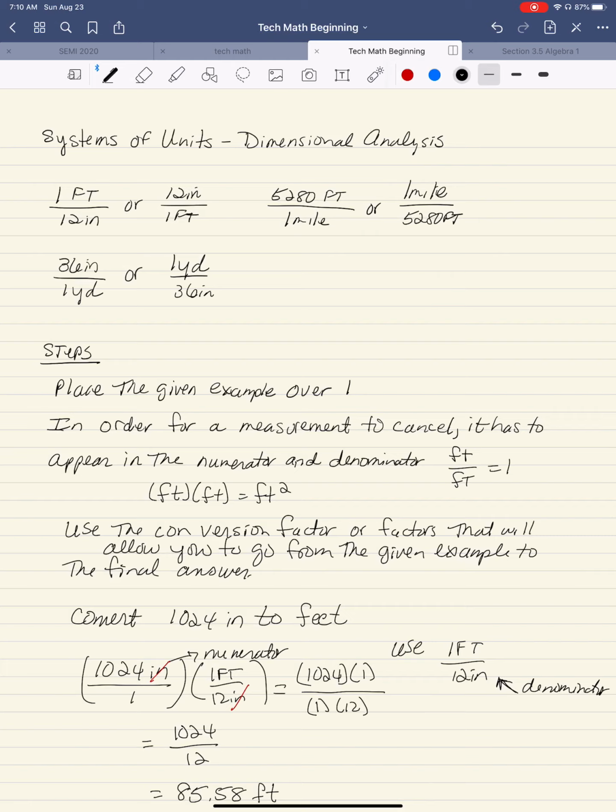So when you line it up, the inches divide by inches. And what you're left with is 1,024 times 1 in the numerator, and the denominator numbers are still 1 times 12, so that is going to be 1,024 divided by 12, which is 85.58 feet. Feet are the only units that are left, so that is in the answer.